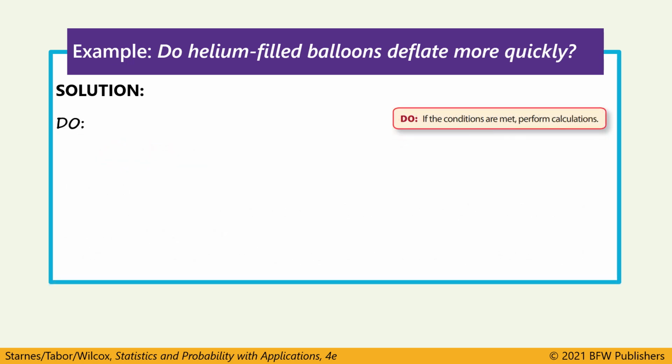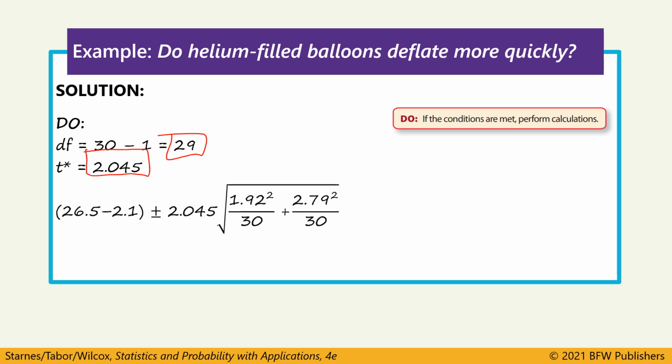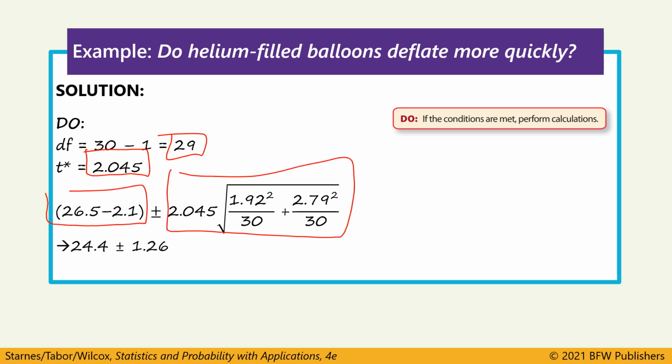Again, our sample sizes are the same. That won't always be the case. If it's not, we'll take the smaller of the two. But for this one, we'll just use that 30 minus 1 gives us 29 degrees of freedom. Go to our table, look up a 95% confidence interval for 29 degrees of freedom, and we get a critical t-score of 2.045. Plug everything in. Here's our point estimate. Here's our margin of error. And we end up with an interval from 23.14 to 25.66.